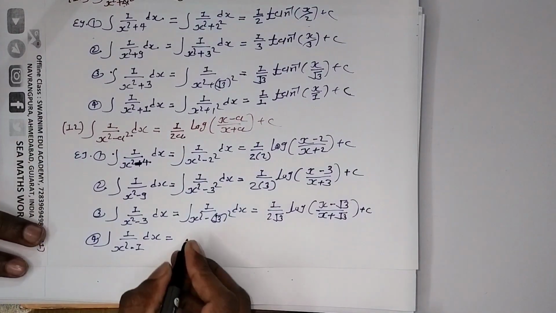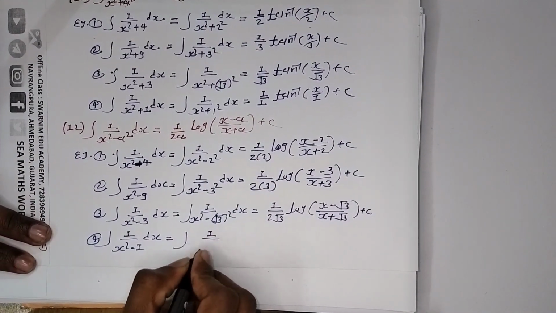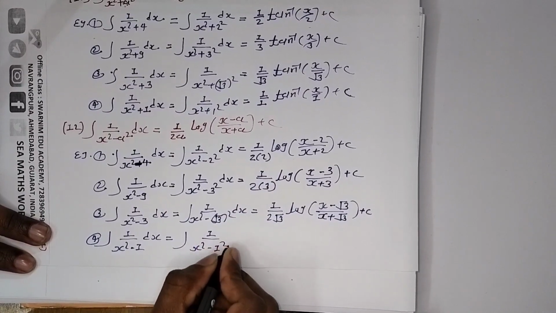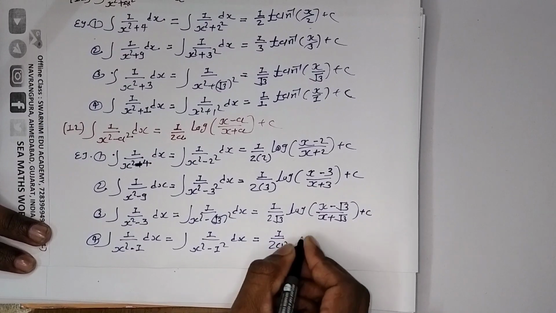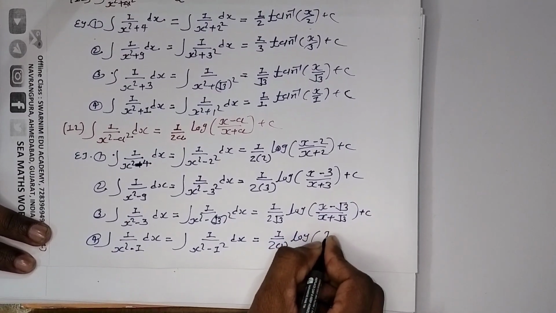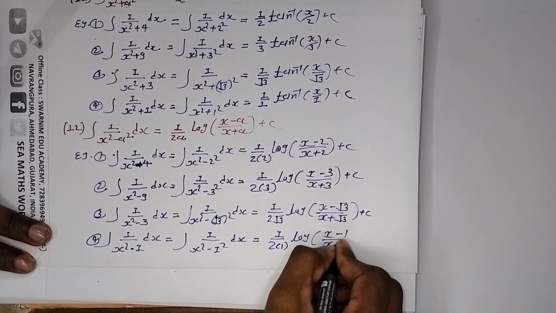Now the last example, integration of 1 upon x square minus 1, in which we can write 1 as 1 square. So a will be 1. 1 upon 2a is 1. Log of x minus a upon x plus a is 1.